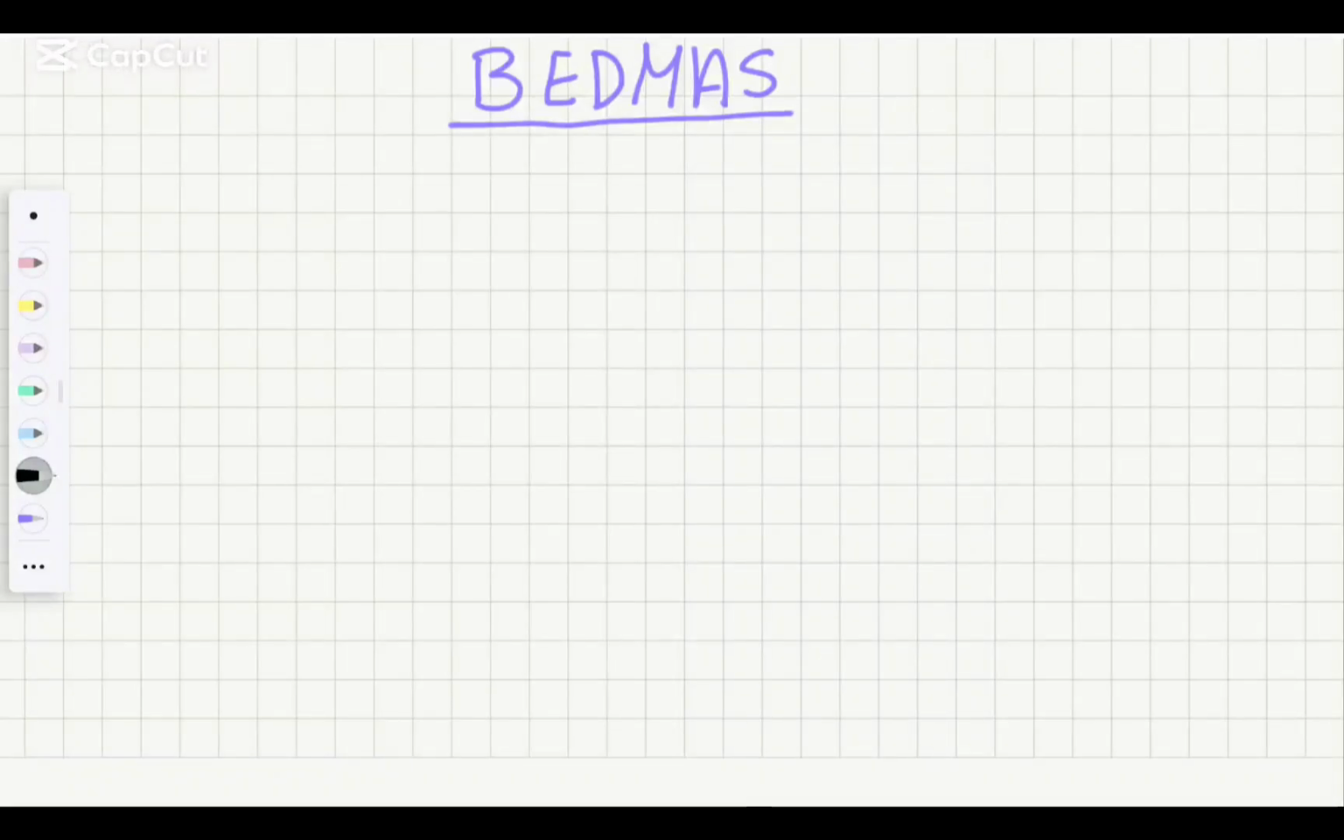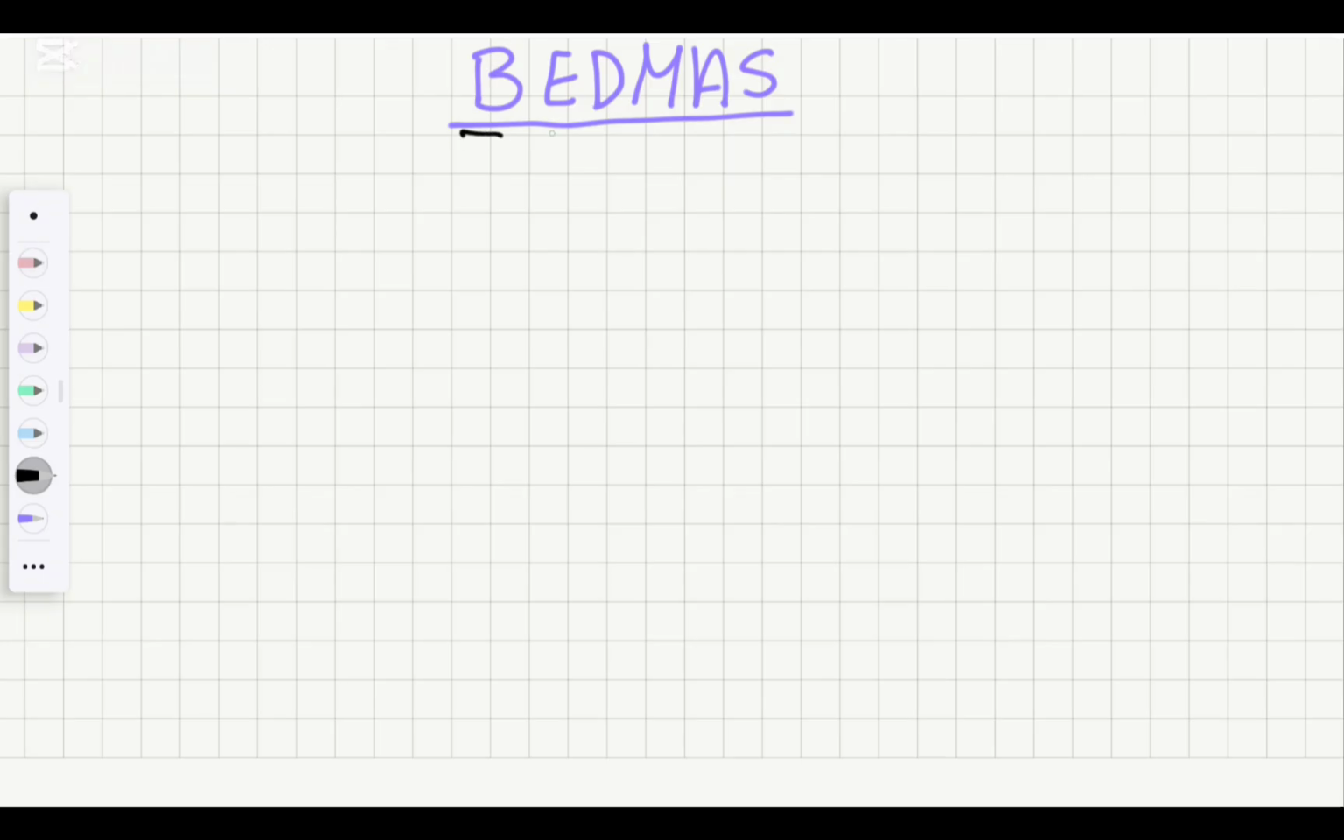Hello everybody, today we are going to be talking about BEDMAS. BEDMAS is what we use to determine the order of operations that we complete an equation. Let me show you what each of these letters stands for.